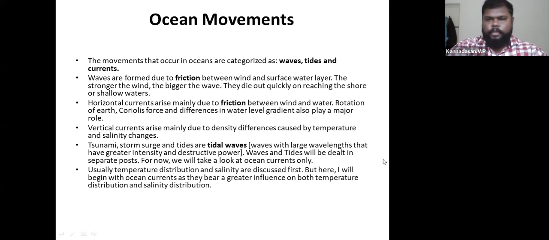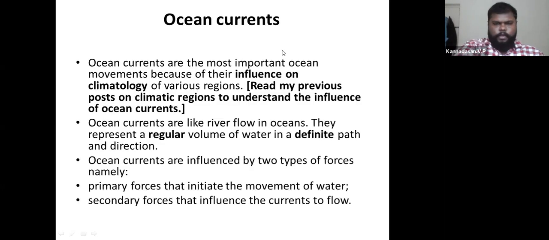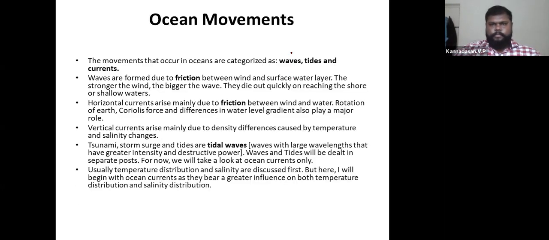Right? Then ocean movements. The most important ocean movement is the ocean current. When we speak about ocean movements, the three most important movements of the ocean are waves, which we already know, tides, and currents. I hope you know how waves are formed. Why are waves formed?